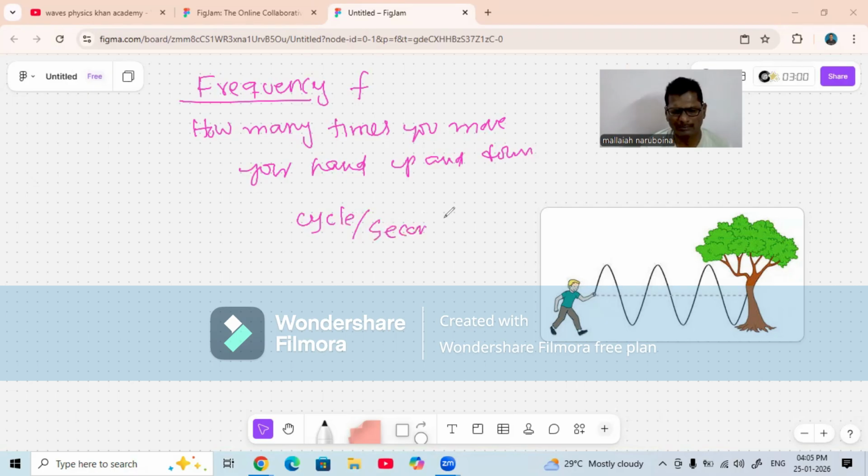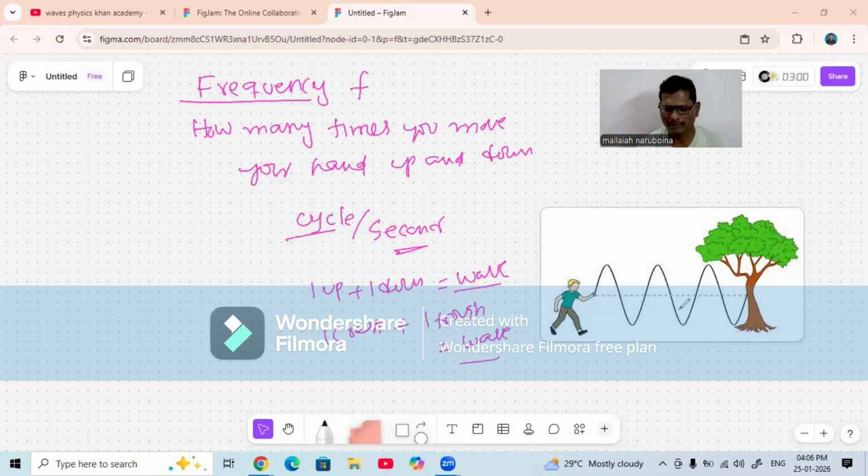Cycle means here one up and down is called a cycle. One up plus one down, that together is a cycle, or we call it a wave, or an oscillation, or a vibration. So here one crest and one trough is called one cycle or one wave. So how many cycles are produced in a second, that is frequency.